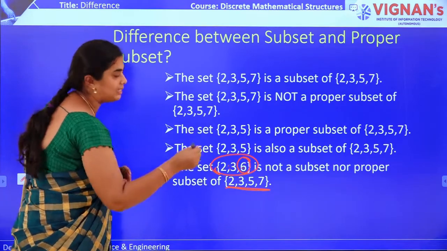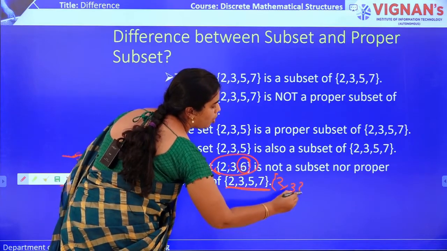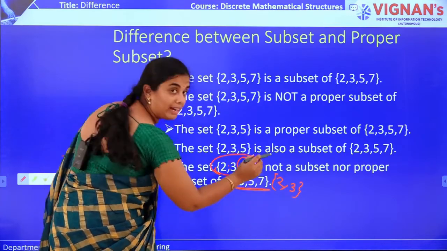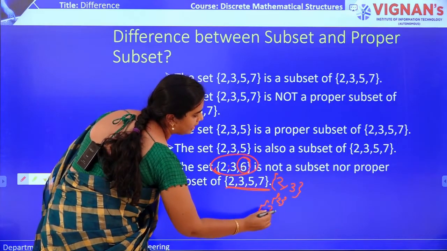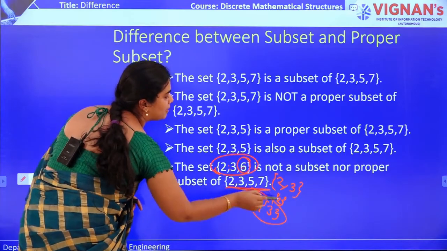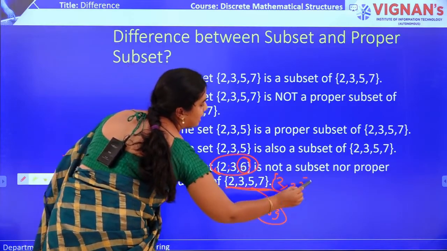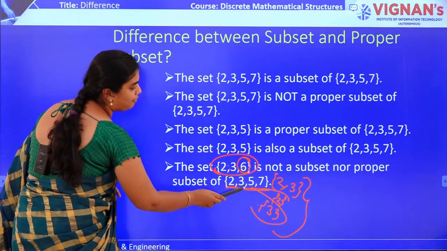Instead of this 2 3 6, if I give 2 3, or only 2, or only 3, okay, in that case these three can be the proper subset or the subset of this set.